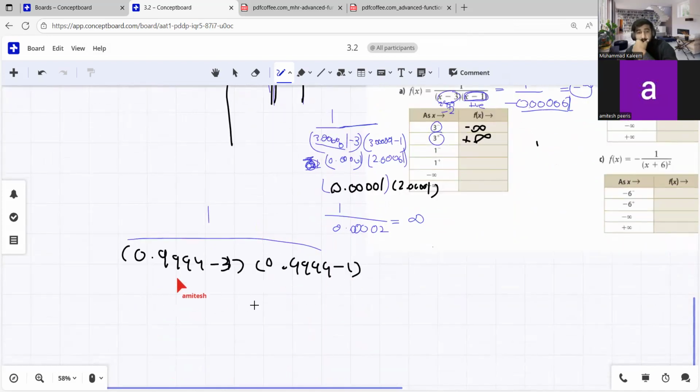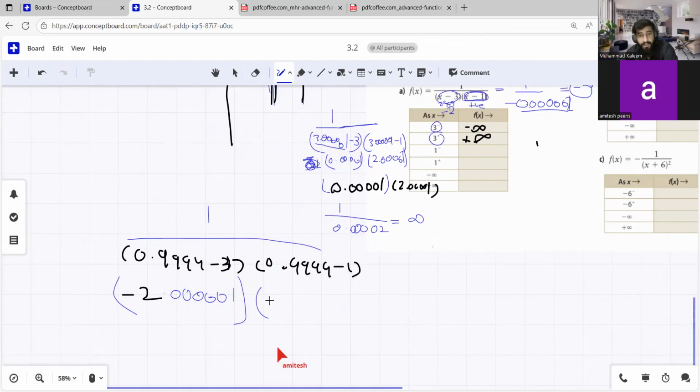So we'll check out the answer. This will be approximately negative 2, something like negative 2.0000001. Because 0.99 plus 2.0001 will make 3, right? If you're not getting it, you can put it in a calculator. I get it.